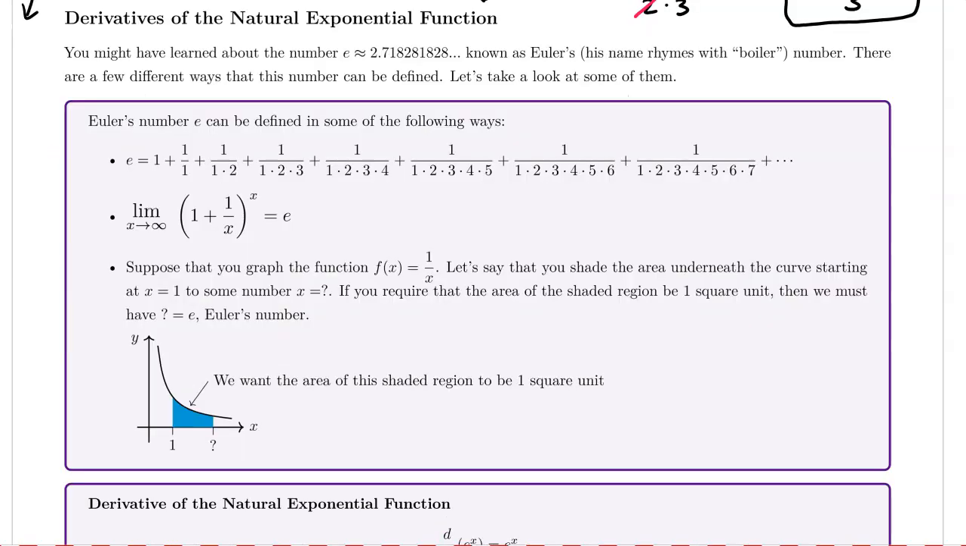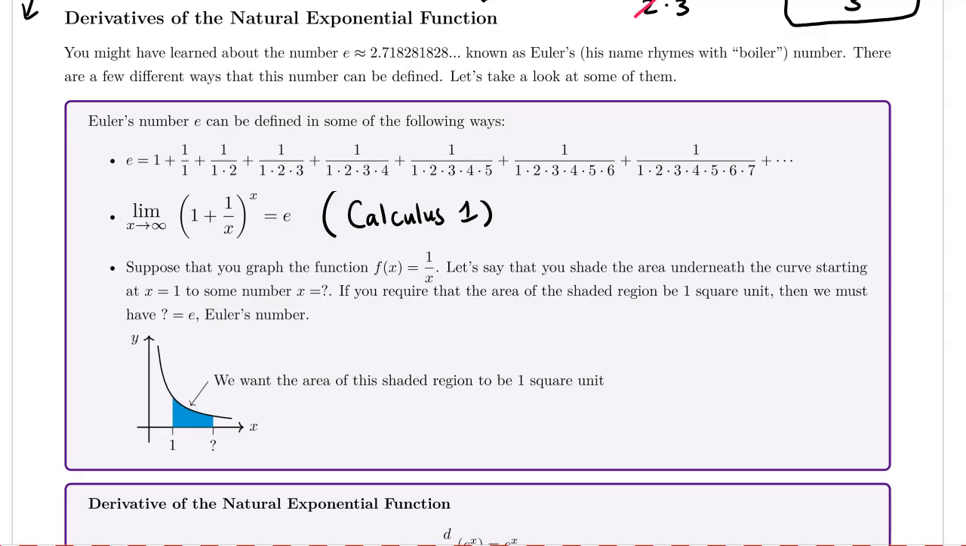You might have learned about the number e, which is approximately equal to 2.718. Known as Euler's number, his name rhymes with Euler's number. There are a few different ways that this number can be defined. Let's take a look at some of them. Of these 3 definitions, the one with the limit is the one that we kind of have an idea about because we learn about this in Calculus 1.